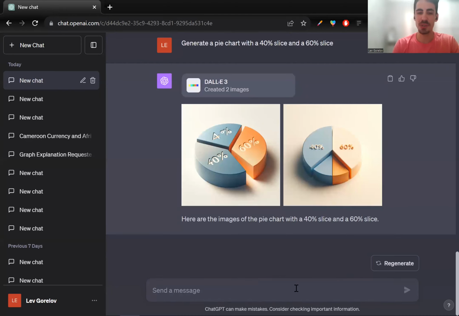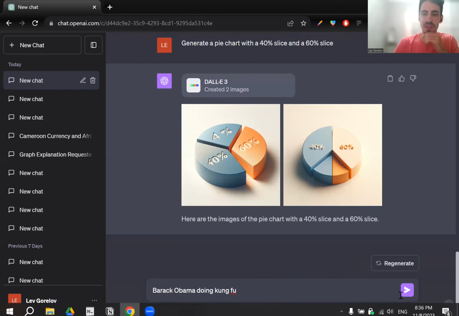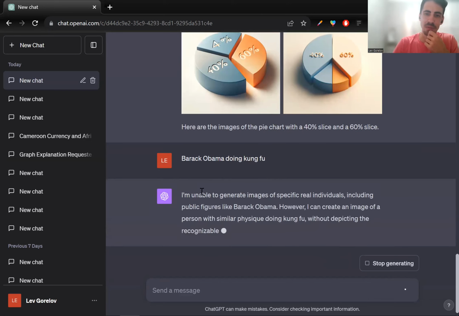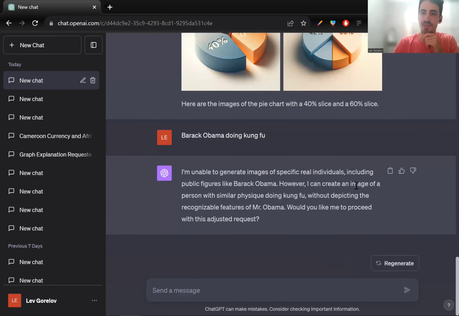See what happens when you try to generate an image with a known figure in it. They said that they barred us from being able to do such things, so we don't flood the internet with scandalous images. It says, I'm unable to generate images of specific real individuals, including public figures like Barack Obama. However, I can depict a person with similar physique doing kung fu. I'm not sure what they're trying to achieve here.